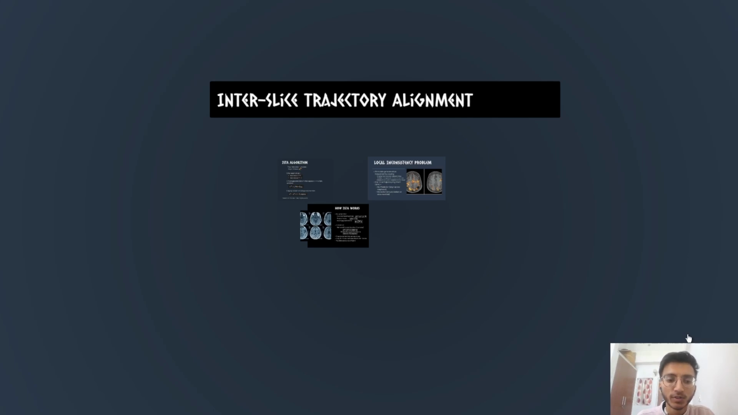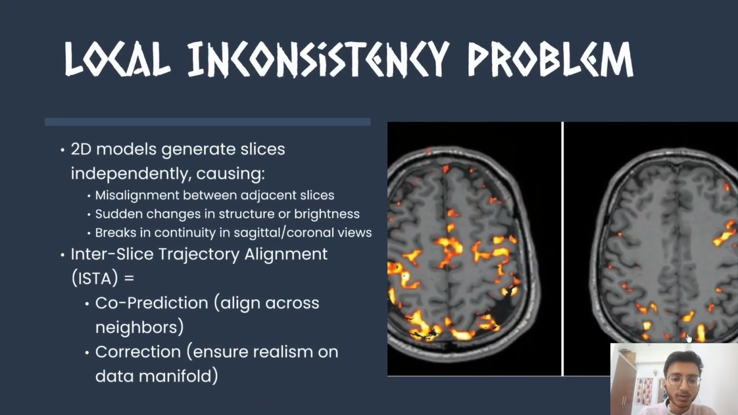Thanks. Now let's move on to the second major innovation in this paper, which complements SKC. It's called Interslice Trajectory Alignment or ISTA. So before we dive into how ISTA works, let's first understand the problem it's trying to solve. In 2D slice-wise generation, which is common in medical image synthesis, each slice is generated independently.